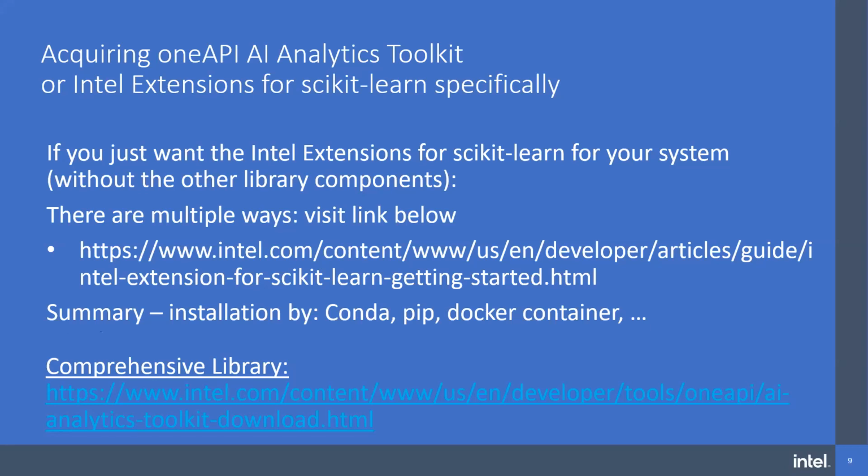You can either acquire the Intel Extension for Scikit-learn by itself and pip install it, and you can go to this link with a white URL there. To get started, you can download it and do a pip install for just that subcomponent, or you can download the broader Intel AI Analytics Toolkit, and that includes the TensorFlows and the PyTorches and all those things. That is the comprehensive library, and that's in blue down below. And so you can do a conda install. It's all the usual suspects: conda, pip, Docker containers, and so forth to acquire the library.